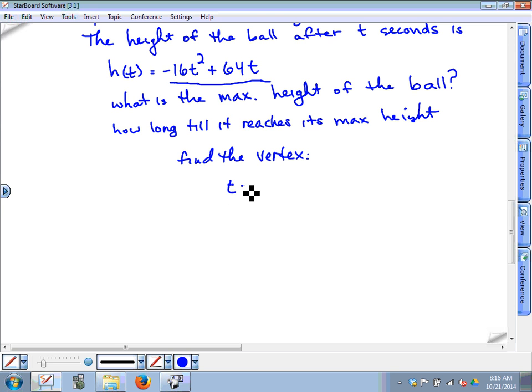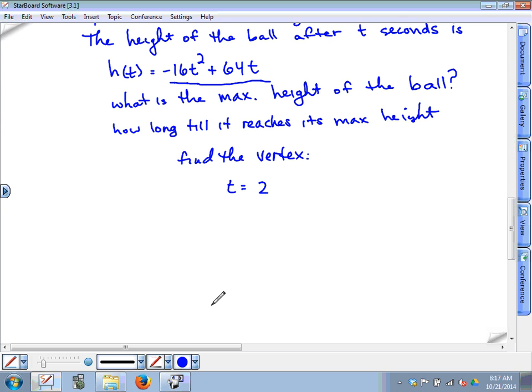So I'm going to say t equals instead of x equals. Some of you got it. I saw it on your paper. What is it? T equals... If you use the formula, negative 64 divided by negative 32. Come on, it's not a hard problem. You can do it in your head. 64 divided by 32 is 2.